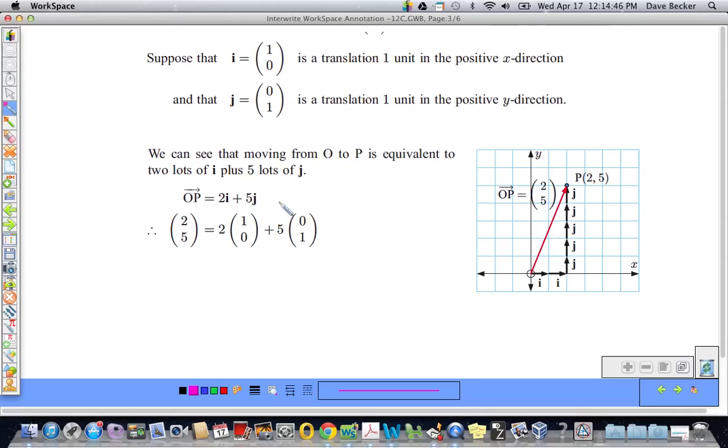So another way we can represent vectors is this form: OP equals 2i plus 5j. Why is that? Well, (2, 5) equals 2 multiplied by (1, 0) plus 5 multiplied by (0, 1). Just look at the easy arithmetic: 2 times 1 is 2, 2 times 0 is 0, 5 times 0 is 0, 5 times 1 is 5, and that's where we get the component form of (2, 5).